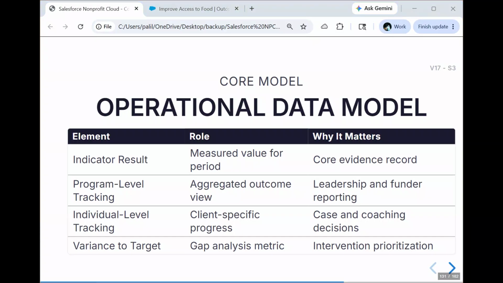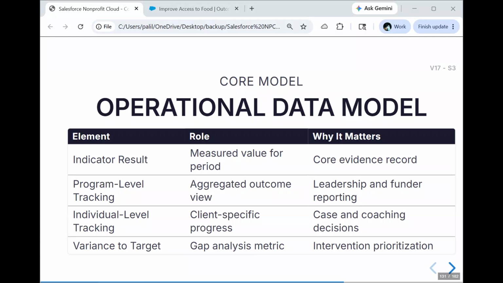An indicator result is the actual measured value for an indicator at a specific period of time. We defined the indicator and the target in the last video. Now at the end of Q1, we are recording what actually happened.